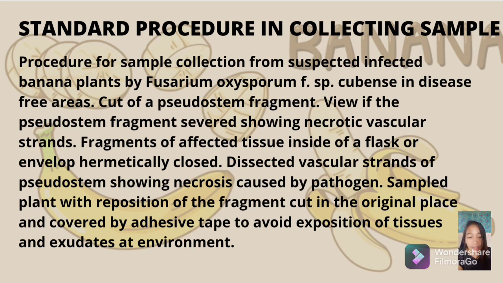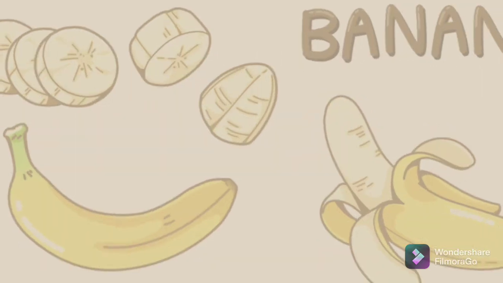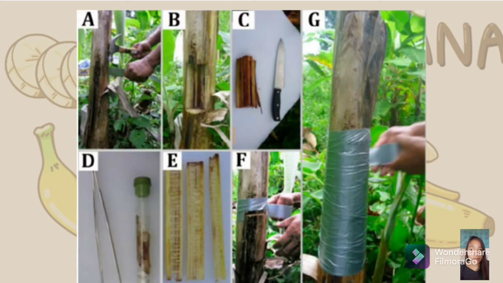Fragments of damaged tissue are contained within a hermetically sealed flask or wrap. Pathogen-caused necrosis is dissected vascular threads of the pseudostem. The plant was sampled with the fragment repositioned in its original location and covered with adhesive tape to prevent tissue exudate exposure to the environment. This is how to collect the sample of banana.